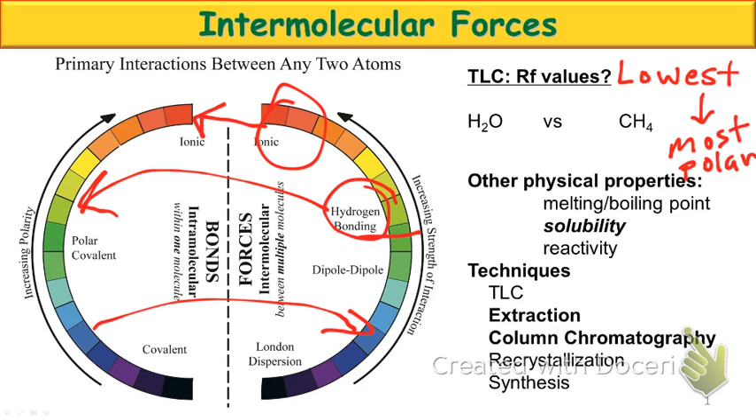You already did TLC. This lab, you're going to be dealing with extraction and column chromatography. The following lab is a recrystallization. The following lab is a synthesis. All of them, I'm going to be beating you over the head with this same figure, asking you to apply it to that situation. Okay? That's how important these things are.